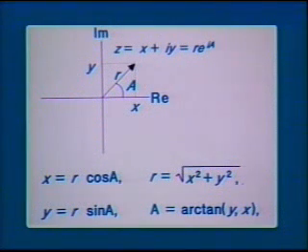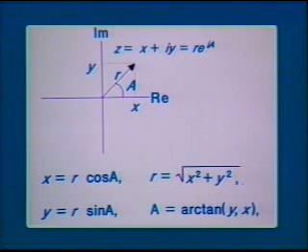This one's called rectangular form, or rectangular representation: real and imaginary part. The other is polar representation: magnitude and angle. And if you know the real and imaginary part, you can figure out the magnitude and angle. If you know x and y, you can get r by this formula, the square root of the sum of the squares, and you can get the angle as an arctangent. Or conversely, if you knew r and a, you could figure out x and y. X is r times the cosine of a, and y is r times the sine of a.